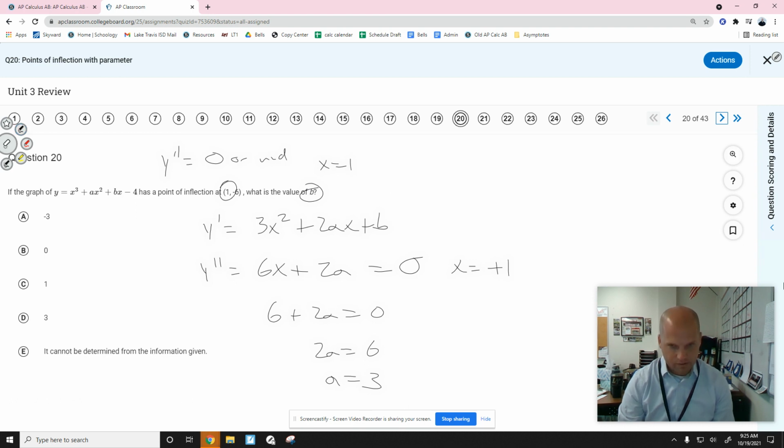Watch this. You not only know the x coordinate, you also know the y coordinate. Go back into the original equation, y equals x cubed plus ax squared plus bx minus 4, where a is -3. So this is x cubed minus 3x squared plus bx minus 4. It has the point (1, -6). So -6 has to equal, plugging in 1 everywhere, and I'll be able to find b. b is -6. 1 plus 3 minus 4 is 0.